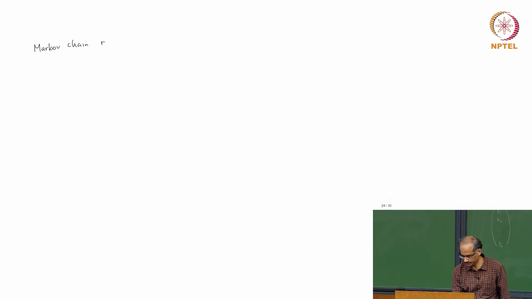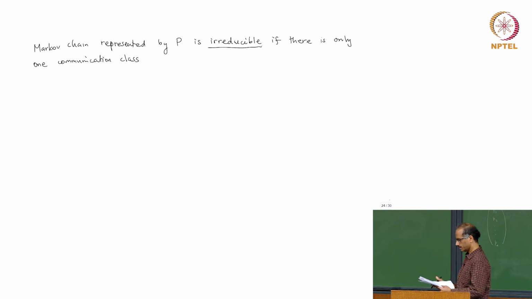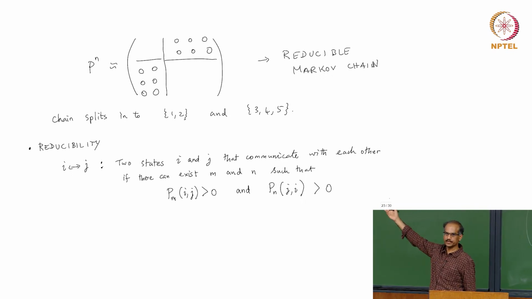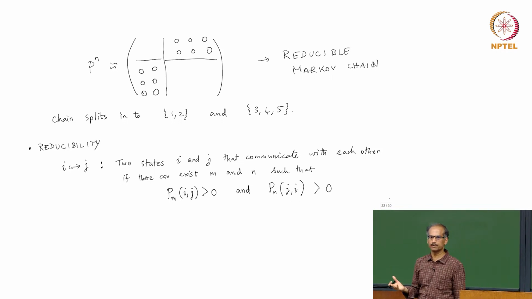A Markov chain represented by P is irreducible if there is only one communication class. So this is the idea of irreducibility. If you are able to communicate within a set of states, then they form a communication class. So in this example, there are two communication classes. And if there is only one communication class, then the whole P is called irreducible.